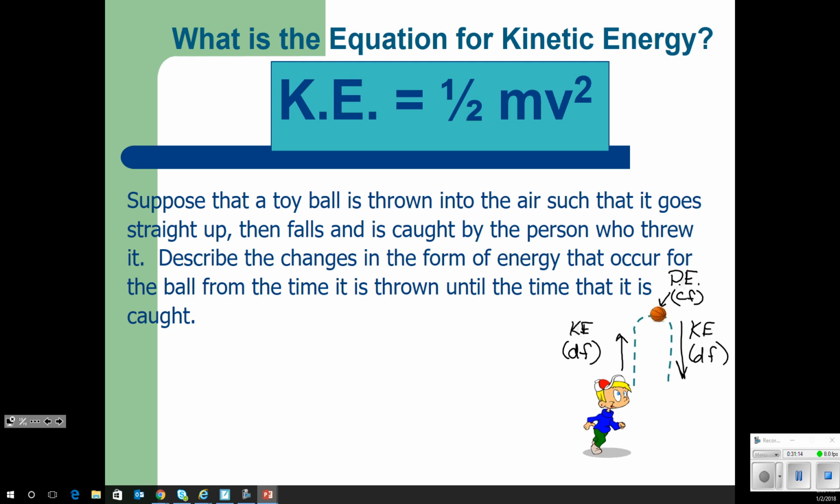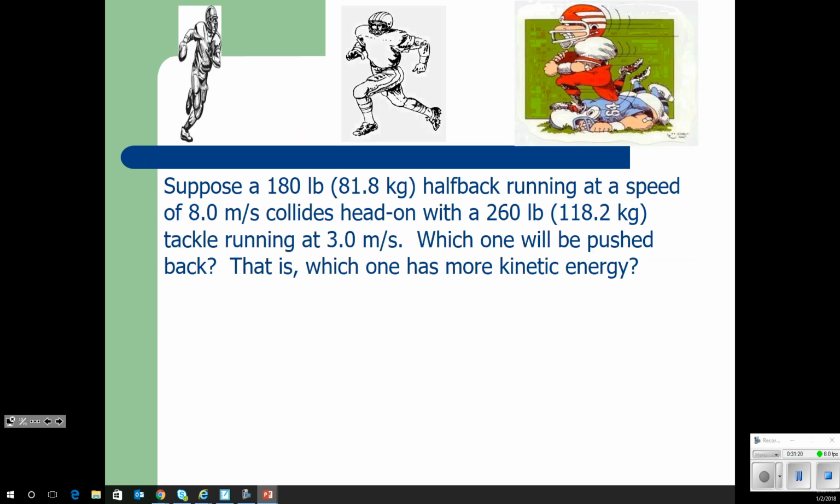So we can label a diagram and see what's happening and what part of the diagram is what kind of energy. As we go on here, let's see what's going to happen. Say this guy right here is my 180-pound linebacker, or halfback, running at a speed. I really need his mass in kilograms, so I'm going to put it up there: 81.8. And he is running this way at 8.0 meters per second.